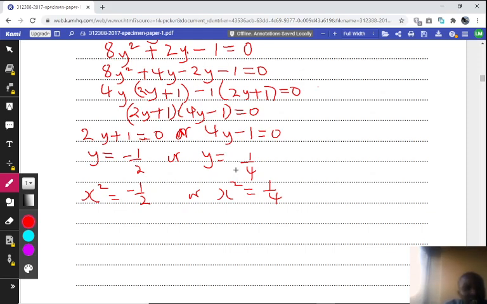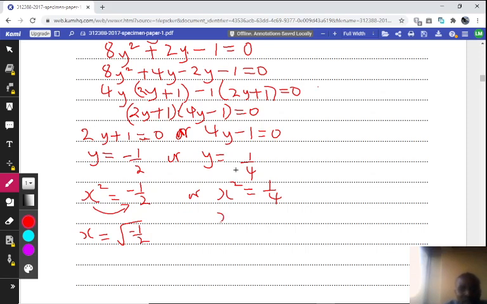If you look at this one, x is equal to the square root of minus half, which will give you imaginary roots. So you don't have to use this one. You ignore this first solution, and you consider the second solution: x squared is equal to 1/4.